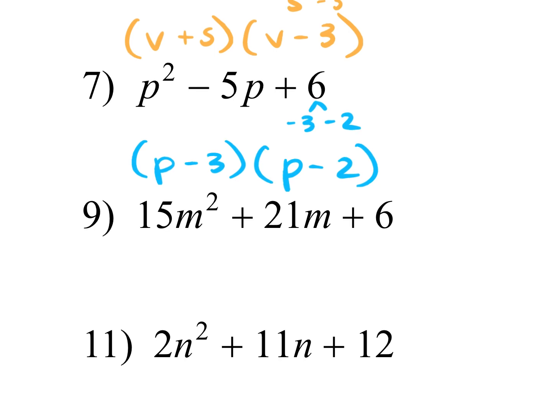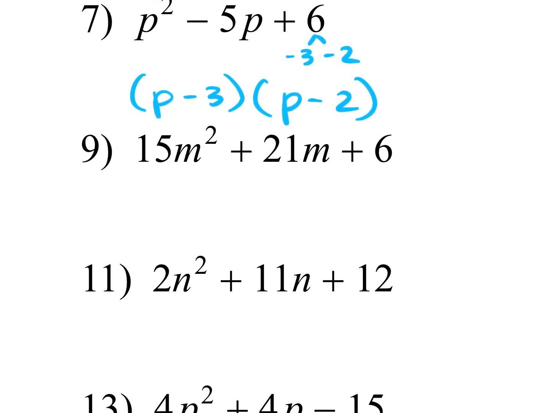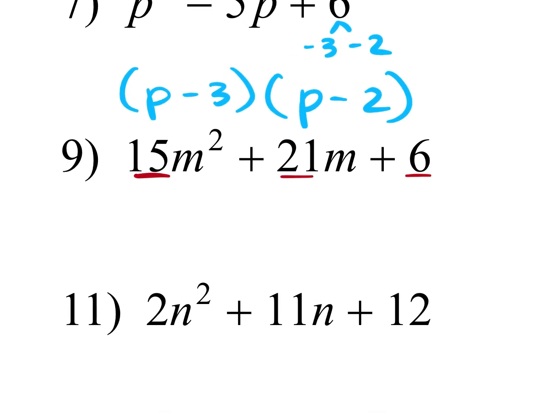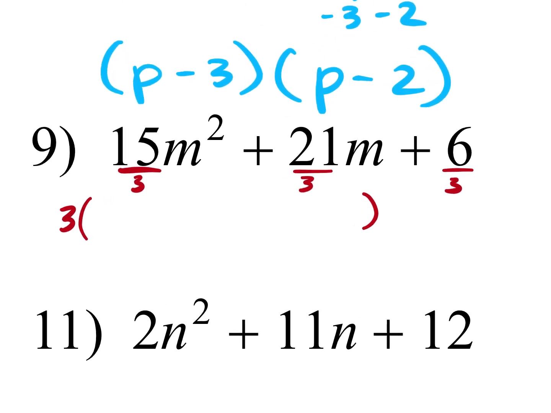For number 9, what should we do to factor? Let's take out the GCF first. You can multiply the first times the last, but let's take out the GCF, make the numbers a little bit smaller and easier for us. What's our GCF? 3. So we're going to divide everything by 3. That goes to the outside. When we take out a 3, what are we left with?